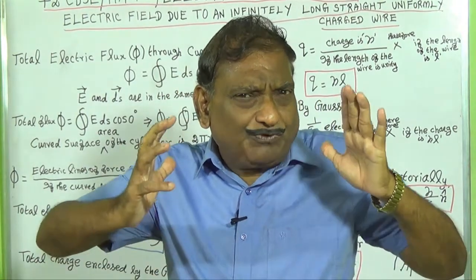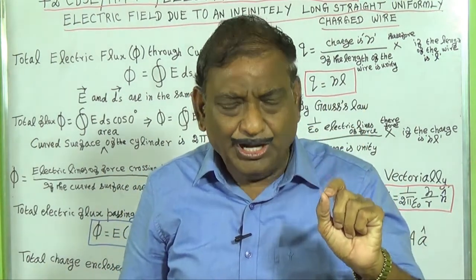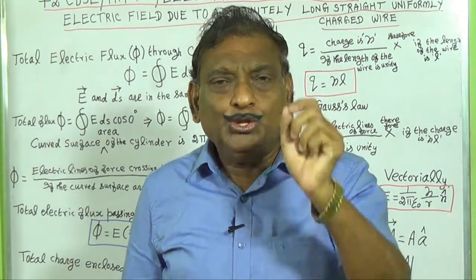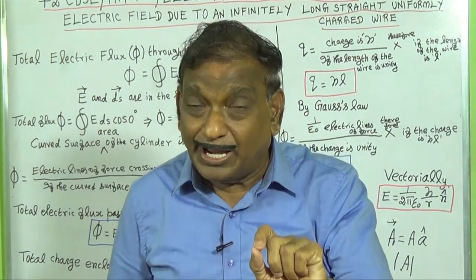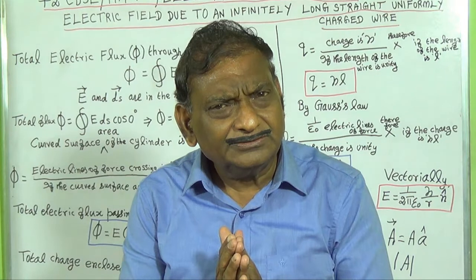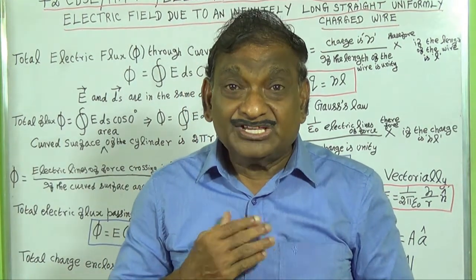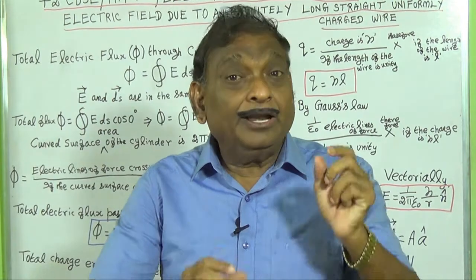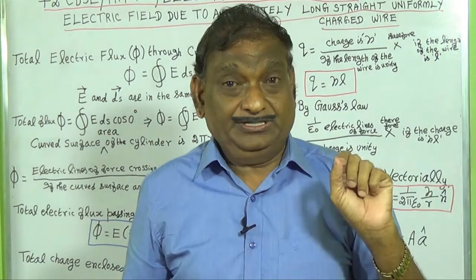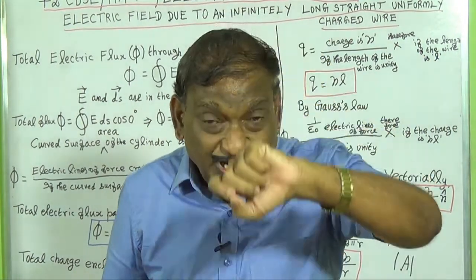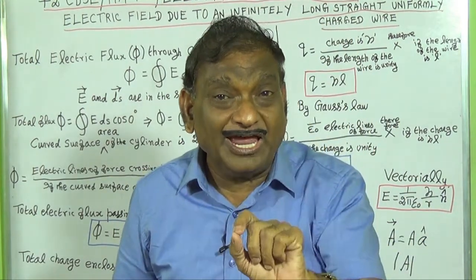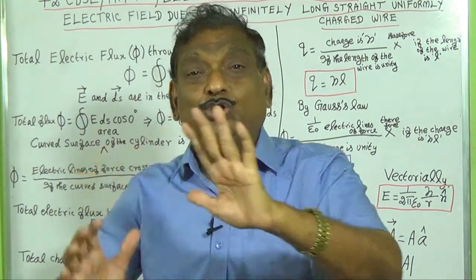We are going to find the electric field due to this infinitely long, straight, uniformly charged wire on applying the Gauss law. What is the Gauss law? The Gauss law states that the flux, that is electric flux, not magnetic flux, through any closed surface is equal to 1 by epsilon naught times the net charge enclosed in that closed surface.